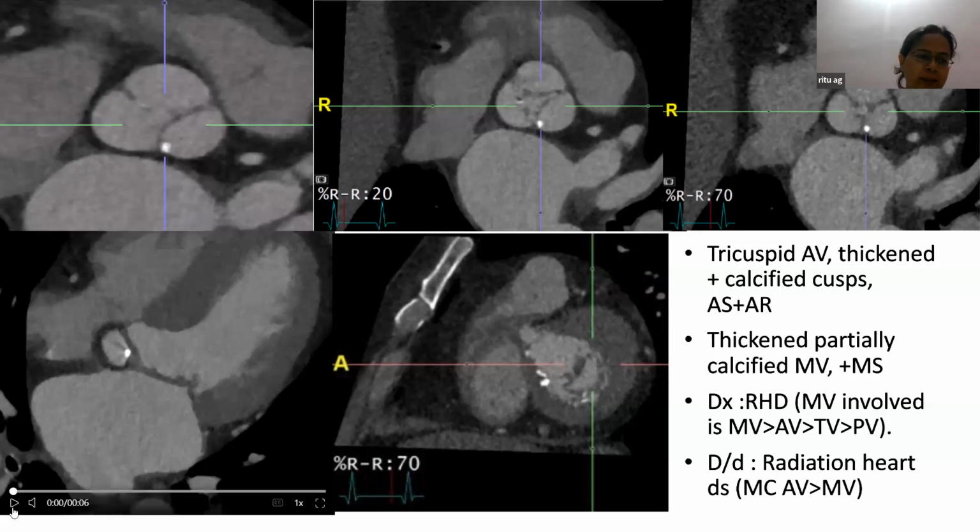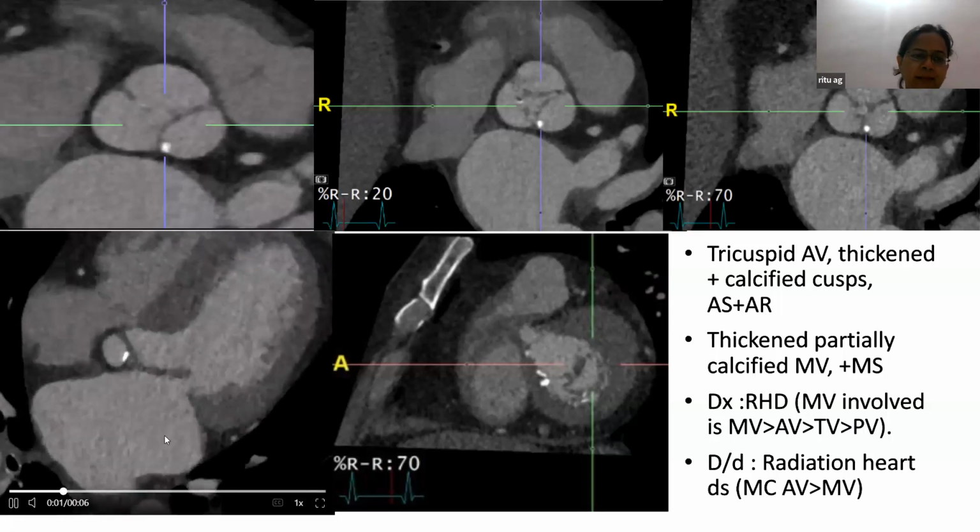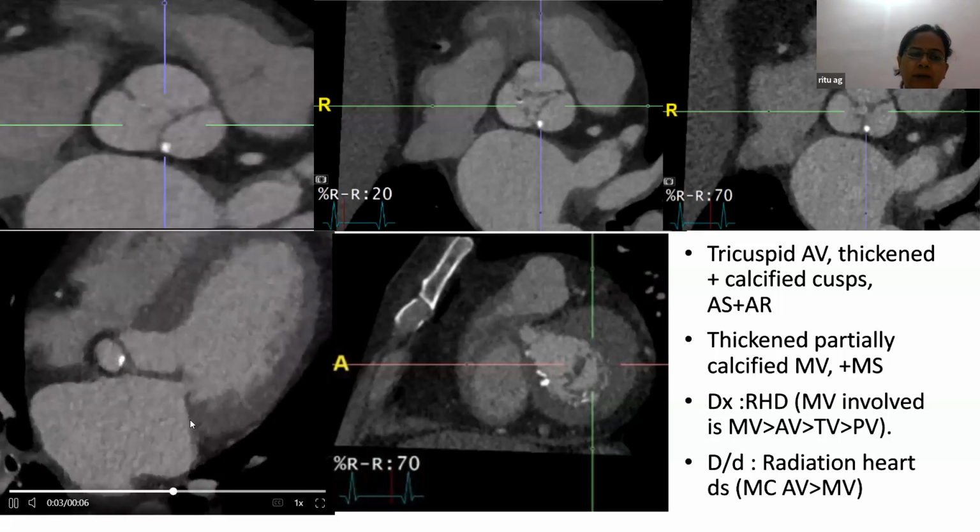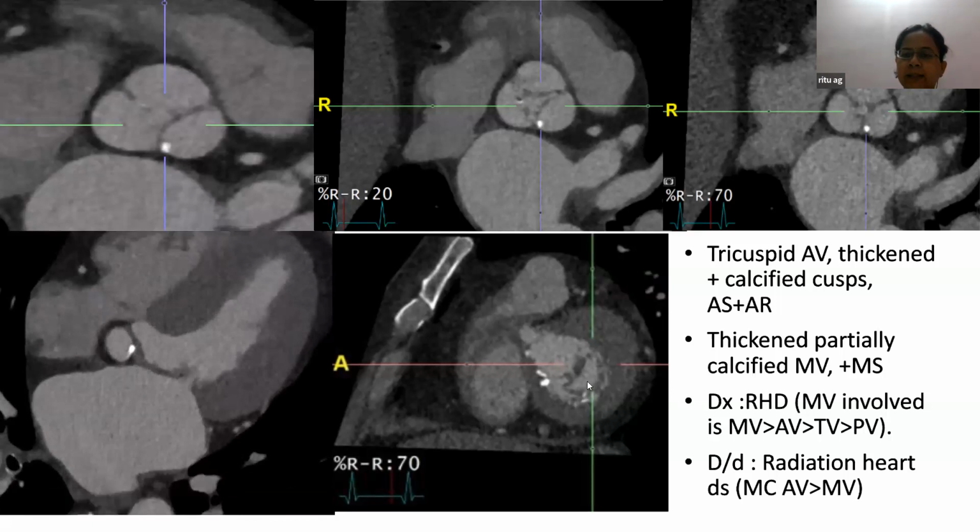Now, that is the same patient's mitral valve. We can see there is extreme thickening of the mitral valve with some degree of calcification, and there is mitral stenosis, that is the diastolic phase with the thickened calcified mitral valve open. So this is a case of rheumatic heart disease because there is multiple valvular involvement, and the involvement of the mitral valve is more severe and more common as compared to the aortic valve in rheumatic heart disease. Of course, tricuspid and pulmonary valves can also be involved.